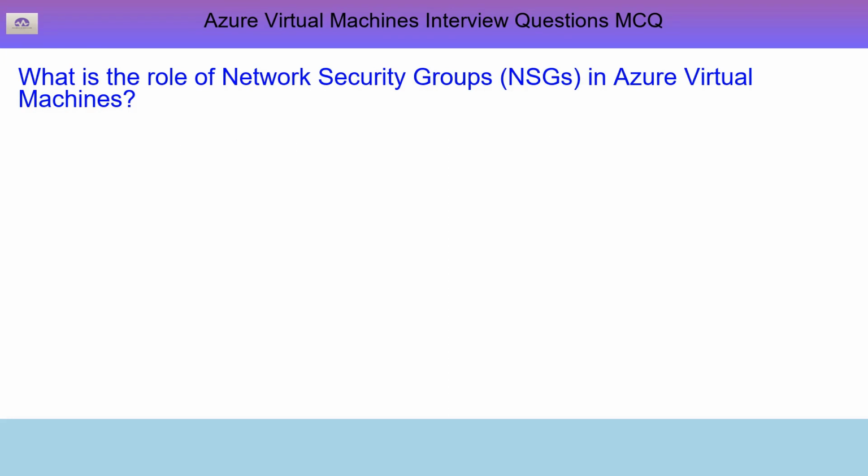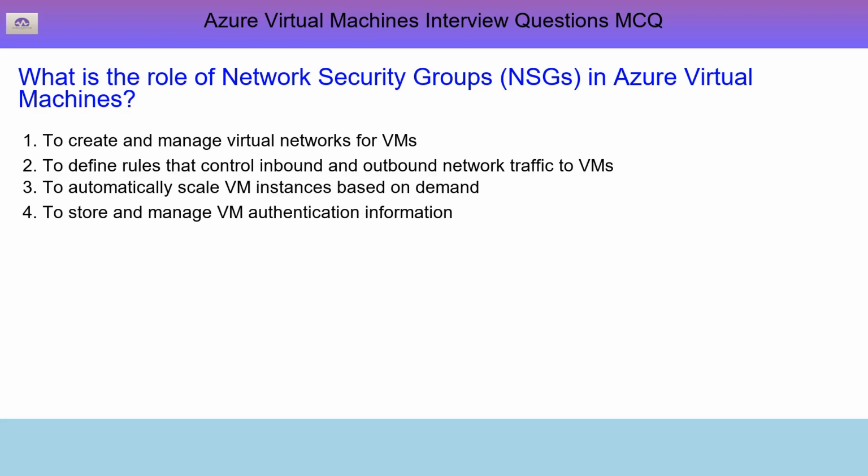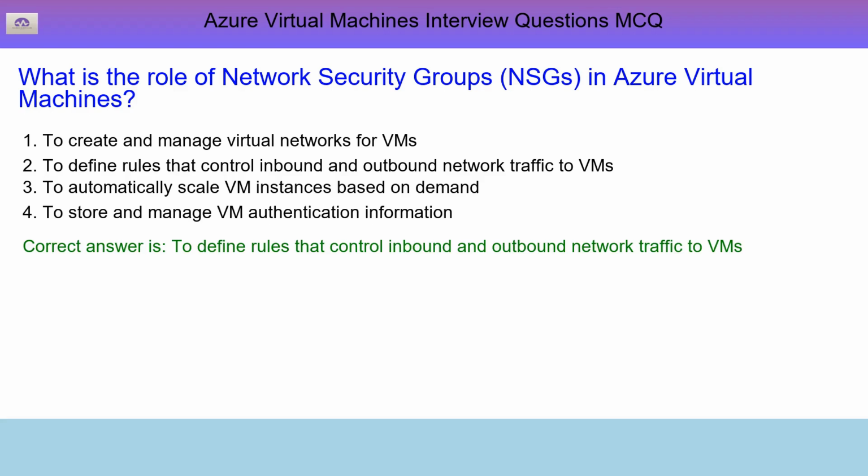What is the role of network security groups, NSGs, in Azure Virtual Machines? Here are your options. 1. To create and manage virtual networks for VMs. 2. To define rules that control inbound and outbound network traffic to VMs. 3. To automatically scale VM instances based on demand. 4. To store and manage VM authentication information. The correct answer is to define rules that control inbound and outbound network traffic to VMs.